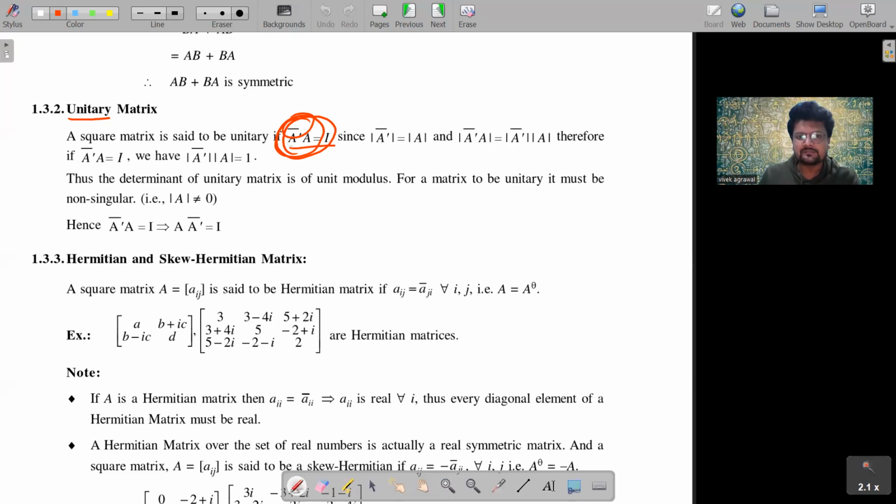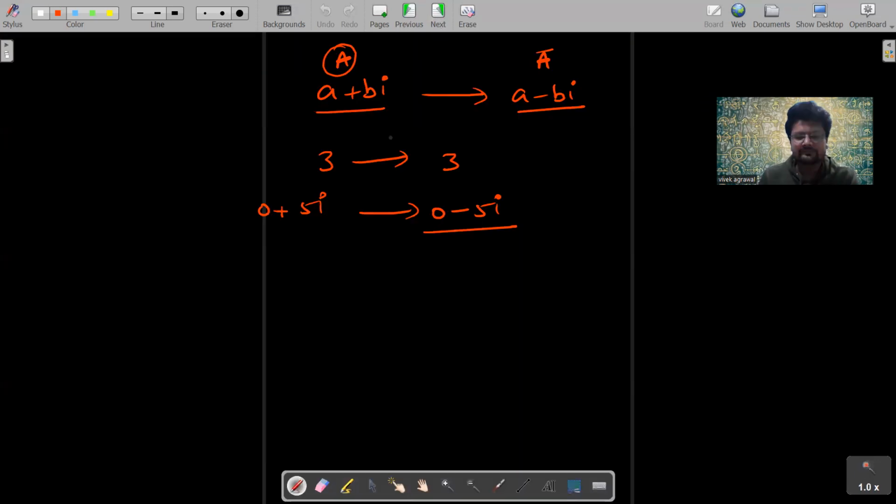If this fulfills this condition, then only you will call it a unitary matrix. So the condition is, whatever matrix you have, first find its conjugate. Then after getting the conjugate, transpose it. And if you multiply A bar dash with A, and after multiplying it gives you the identity matrix, then only we will call it a unitary matrix. Clear? Let's take an example.